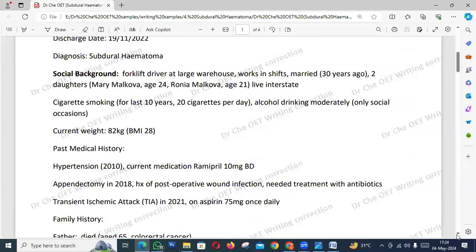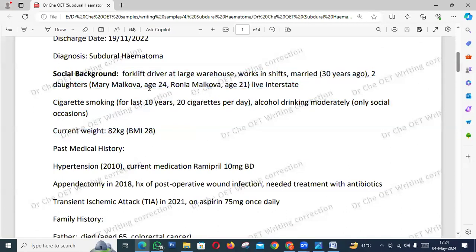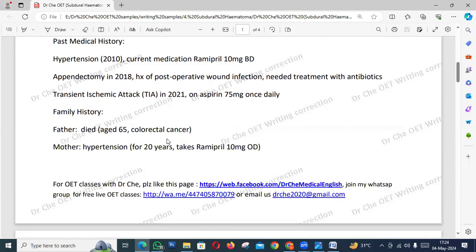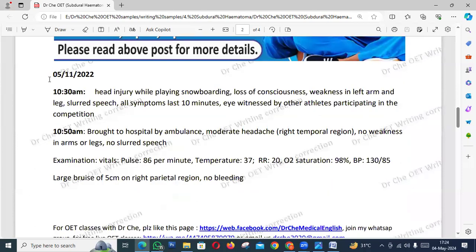Now, social background, we don't need to read everything in detail, okay? Just quickly: a forklift driver, married, two daughters, one living interstate, cigarette smoking, alcohol drinking, weight. Hypertension is the past medical history: hypertension, appendectomy, TIA, okay? Then the family history: mother died and father died, and the mother had hypertension. Then we have this date, the first date, which is the date of admission.